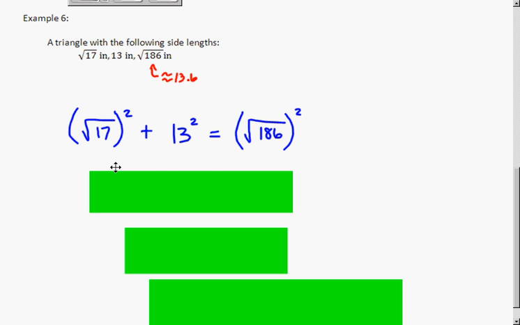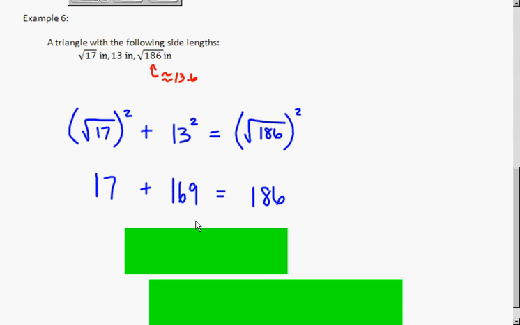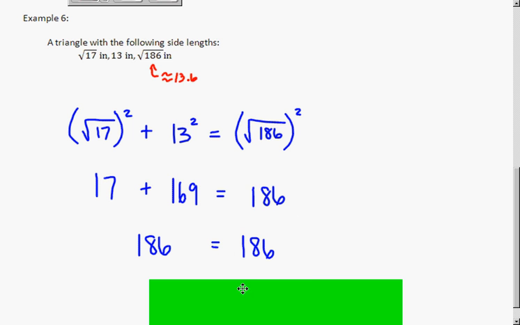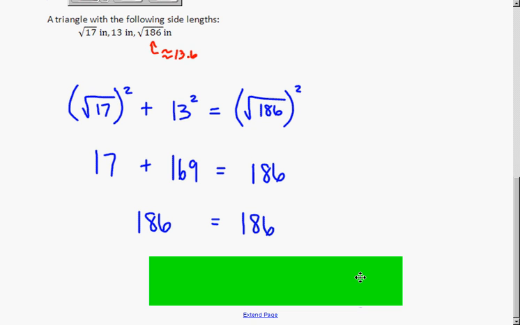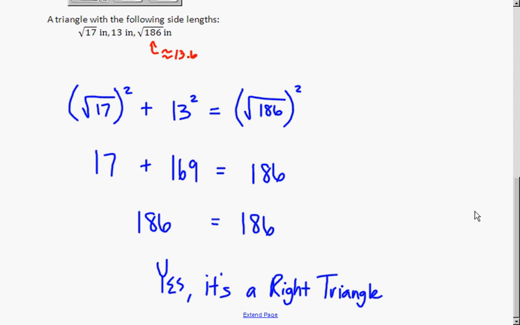We would plug in for A and B. Square root 17 squared plus 13 squared, and the square root of 186 squared. We have 17 plus 169 equals 186. Add the left side. We get 186 equals 186. Since they are equivalent, a squared plus b squared equals c squared. This is a right triangle.